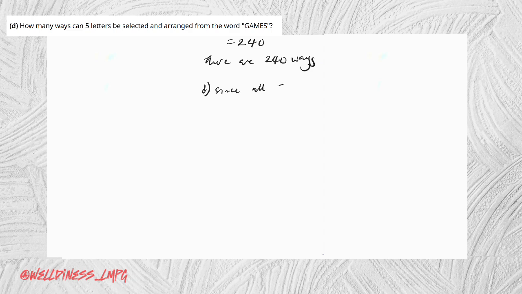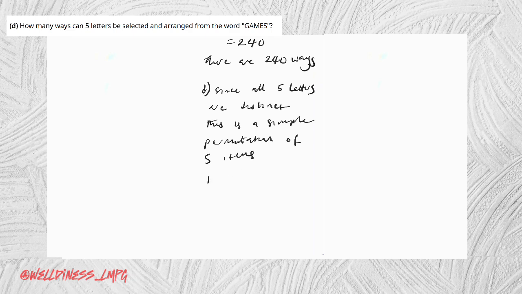So now, in the next question, we're asked how many ways can 5 letters be selected and arranged from the word GAMES? Now, if you look at the letters, you find out that all of them are unique. So since all 5 letters are distinct, this is a simple permutation of 5 items. So using our notation of P5 of 5, you get 5 factorial, which is 5 times 4 times 3 times 2 times 1. So when you multiply 5 times 4 times 3 times 2 times 1, you end up with 120. So therefore, there are 120 ways.